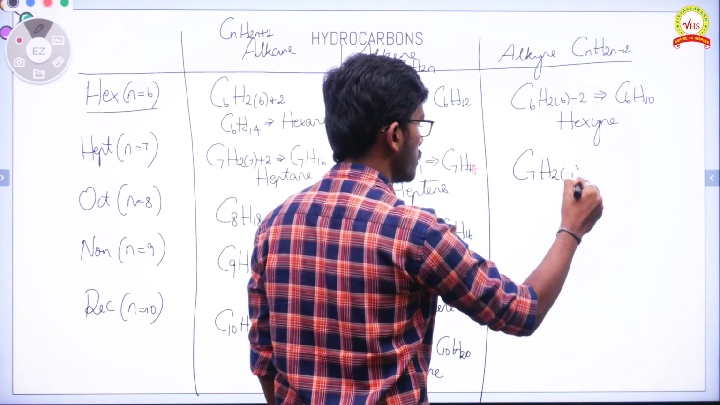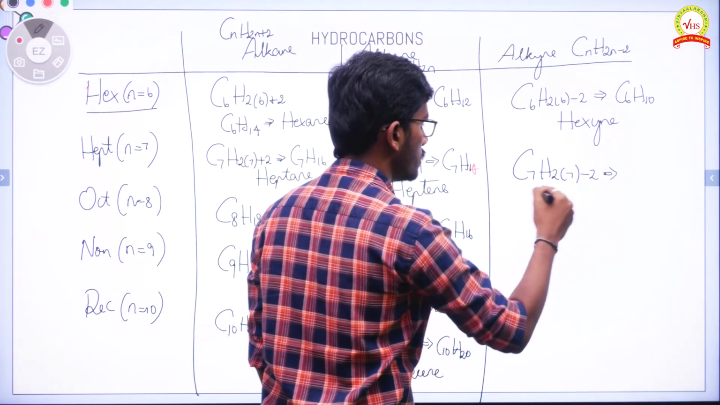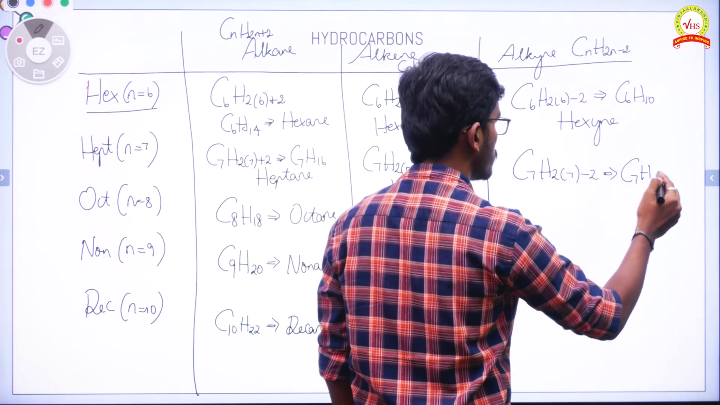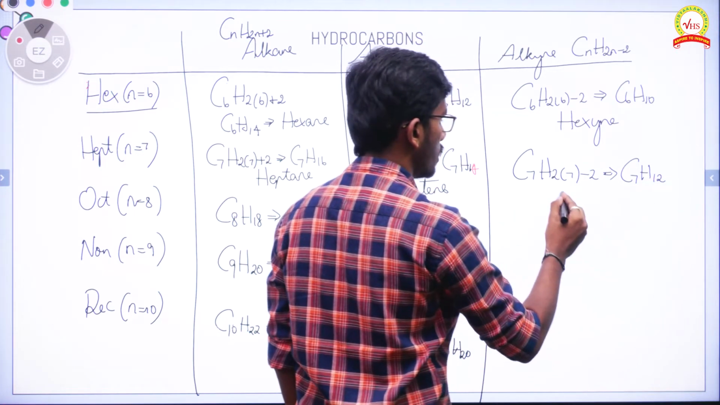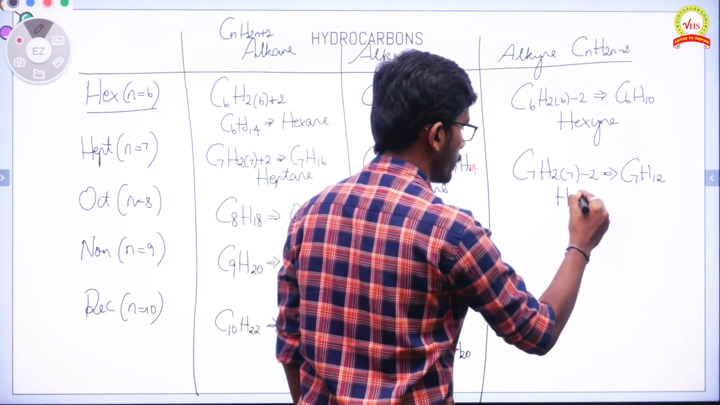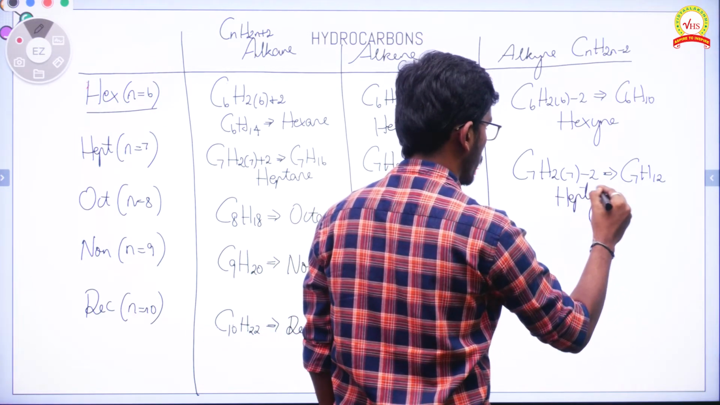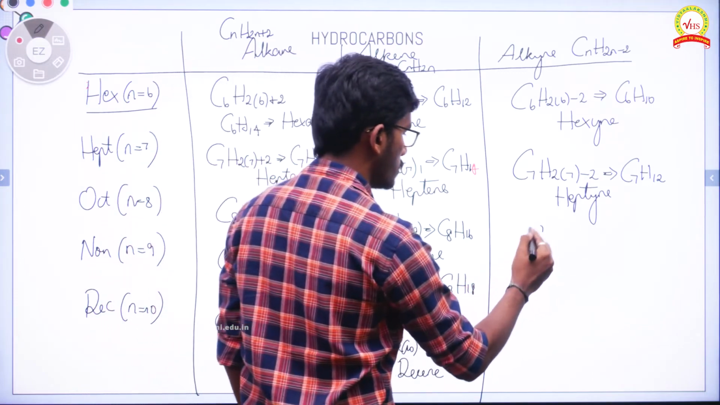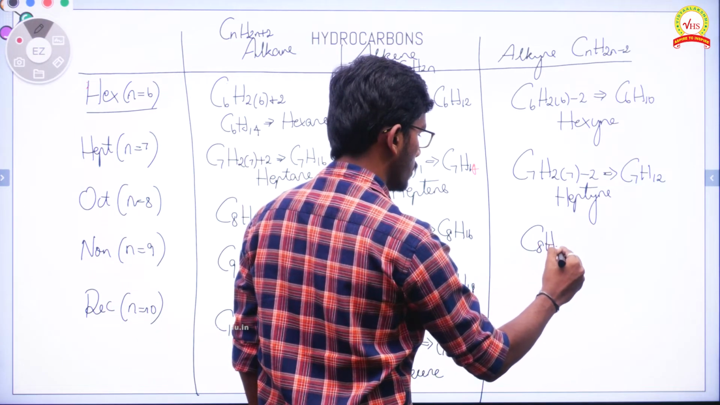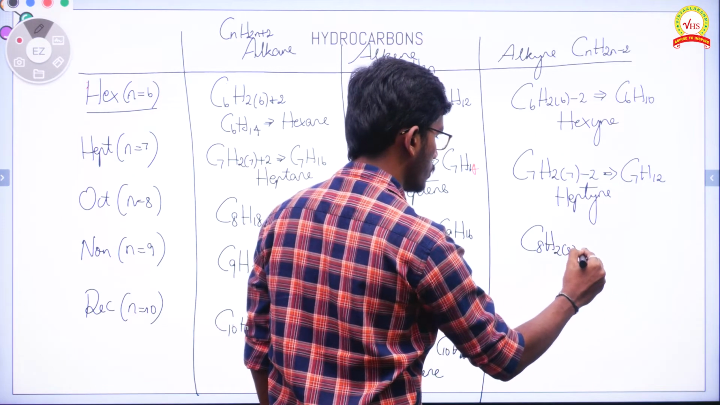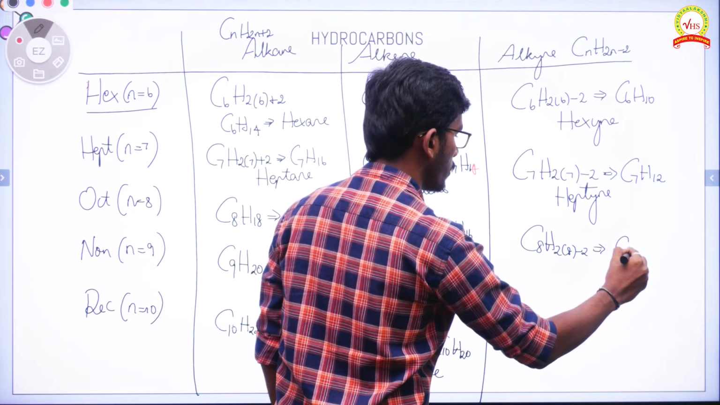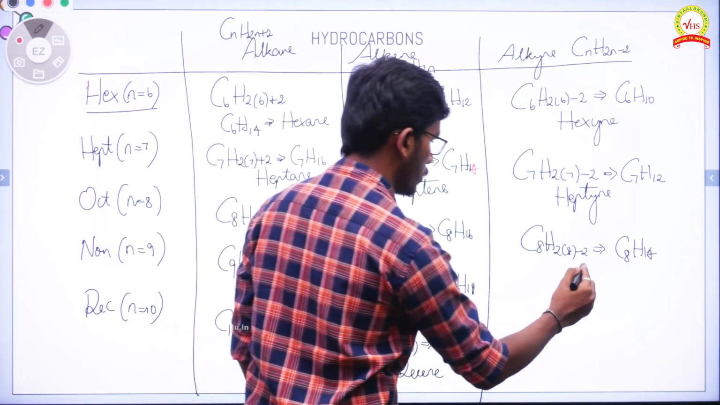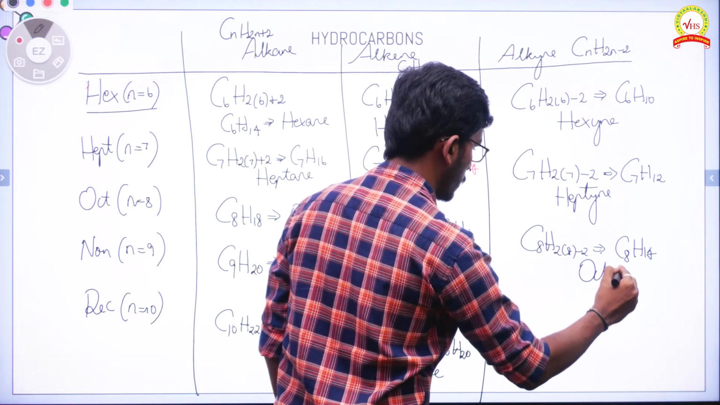Okay. Next we are going to see 7 carbon atoms, C7H2 into 7 minus 2, which implies C7H, 2 sevens are 14, 14 minus 2 is 12, so C7H12, and the name of this compound is going to be heptyne. The same way we are going to do for the remaining compounds. C8H2 into 8 minus 2, so the simplified formula is C8H14, and the name is going to be octyne.